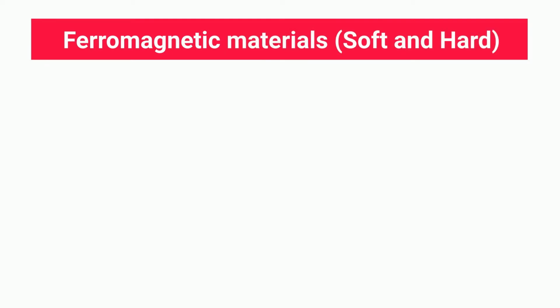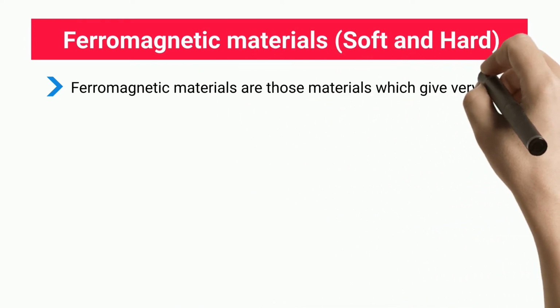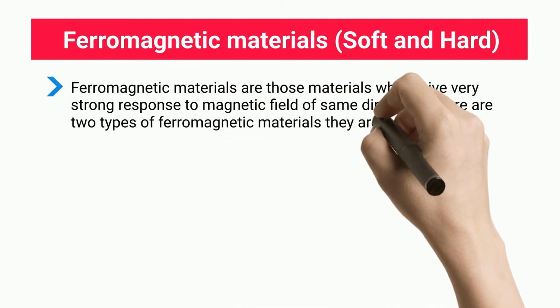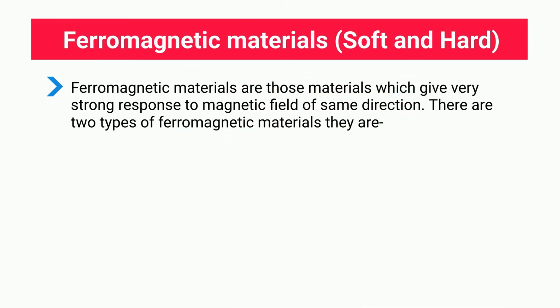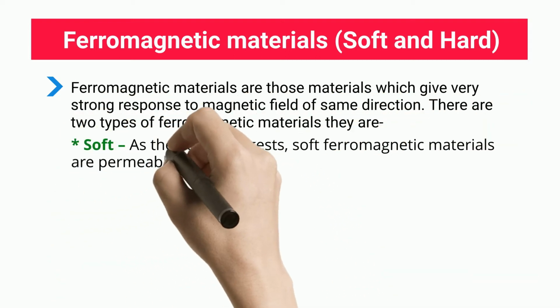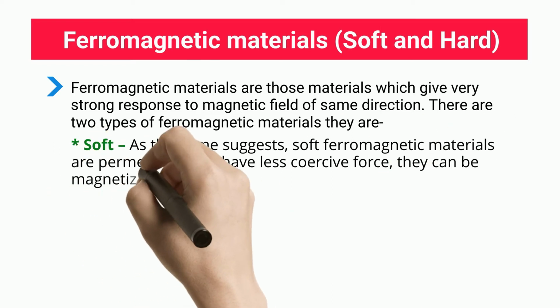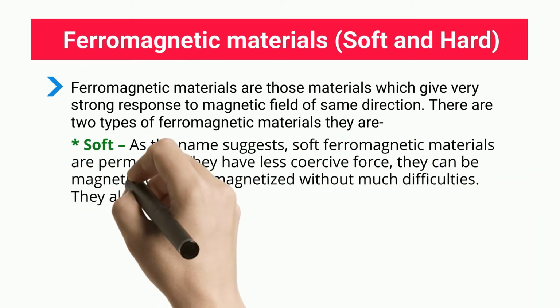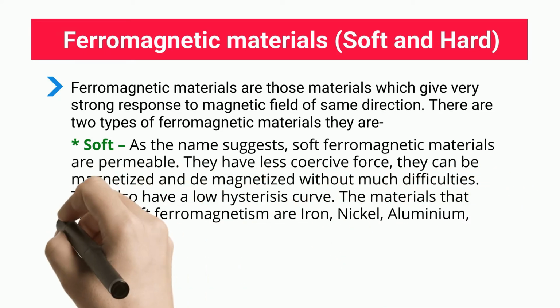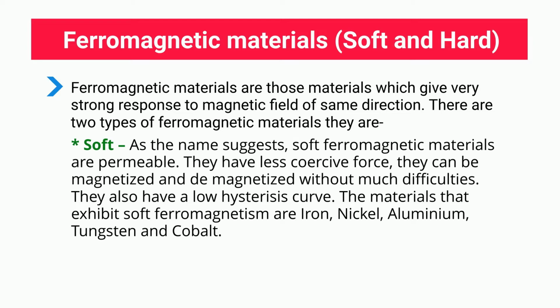Ferromagnetic materials, soft and hard. Ferromagnetic materials are those materials which give a very strong response to a magnetic field of the same direction. There are two types of ferromagnetic materials. They are soft. As the name suggests, soft ferromagnetic materials are permeable. They have less coercive force, they can be magnetized and demagnetized without much difficulty. They also have a low hysteresis curve. The materials that exhibit soft ferromagnetism are iron, nickel, aluminium, tungsten, and cobalt.